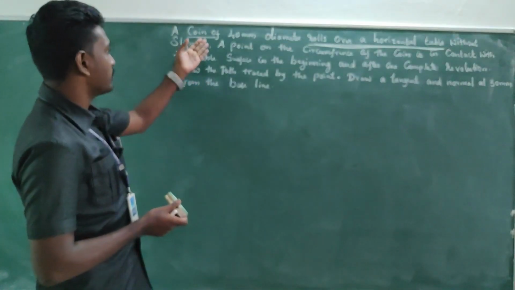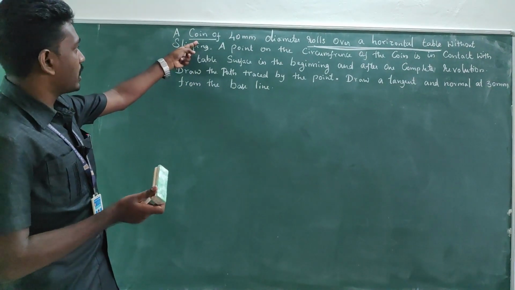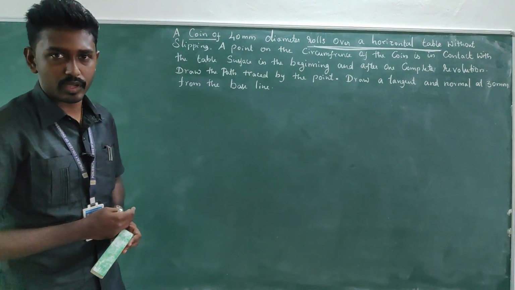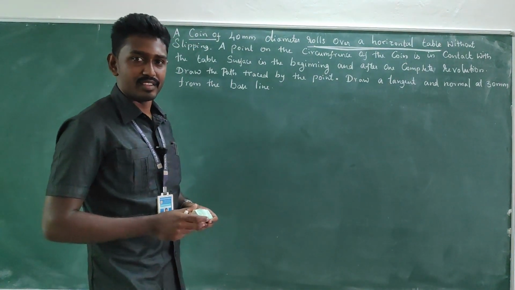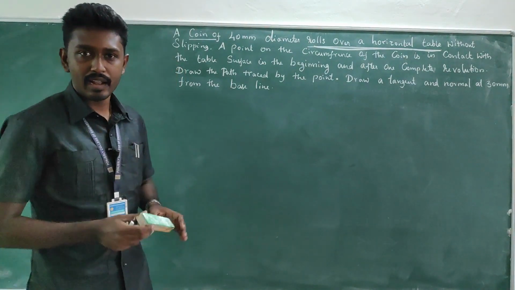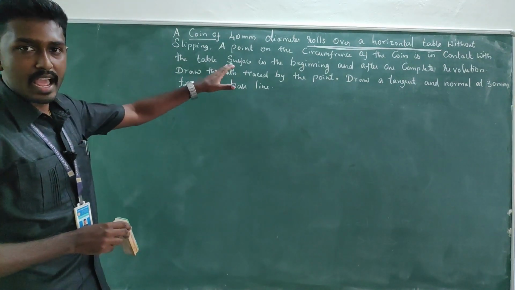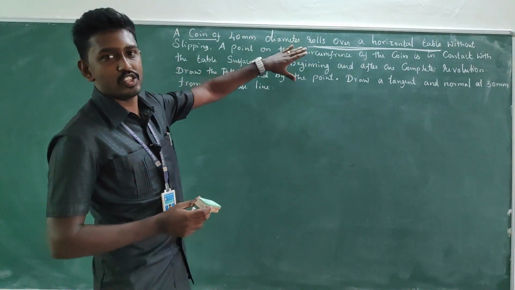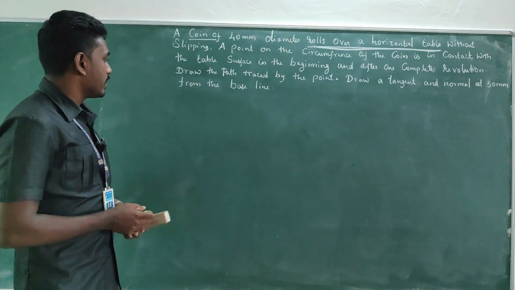In the same manner, sometimes you may get some other application-oriented question. Instead of the coin, you may get a drum rolling on the flat surface. Sometimes you may get a wheel rolling on the road surface, something like that. You will have a circular object and a horizontal table or flat surface. If so, we can conclude it's a cycloid. So now we have concluded it is nothing but a cycloid. Then we can take the given data.